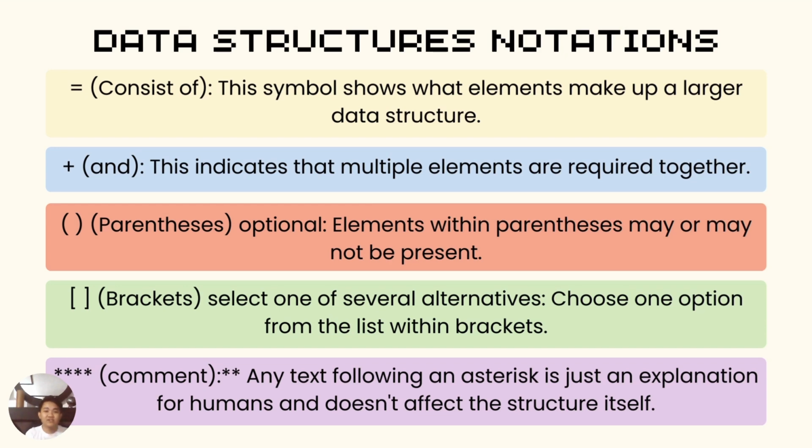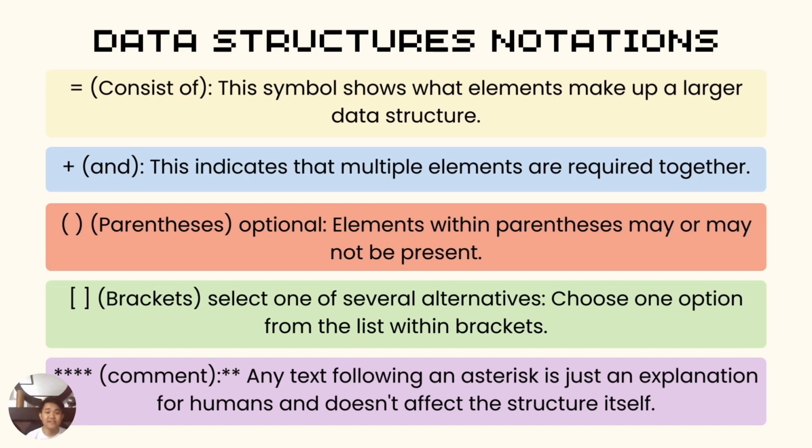There are actually a lot of notations, but I only picked the ones that are very common. The first one is the equal sign, or "consists of." This symbol shows what elements make up a larger data structure. You'll understand that later when I give you an example. We also have a plus sign, which means "and." This indicates that multiple elements are required together. It is usually after the equal sign.